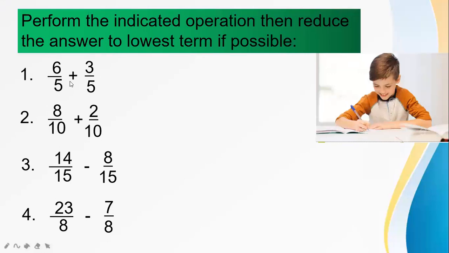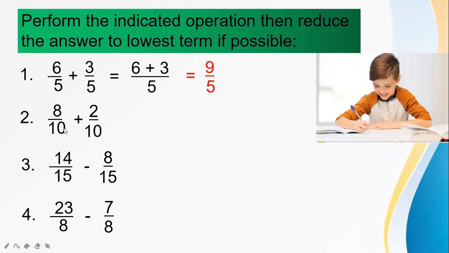Number one, 6 over 5 plus 3 over 5. So again, add or subtract the numerators, then copy the denominator. So that will be your first step. So 6 plus 3, you add the numerators, then copy the common denominator. Then simplify, we have 6 plus 3 is 9, and then over 5. So 9 over 5 will be your answer.